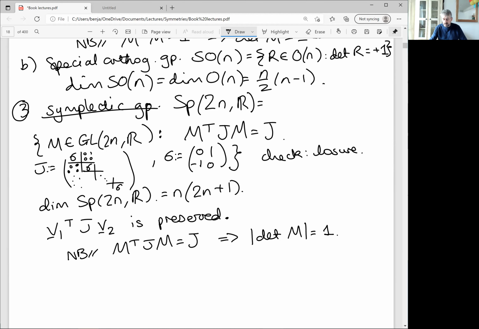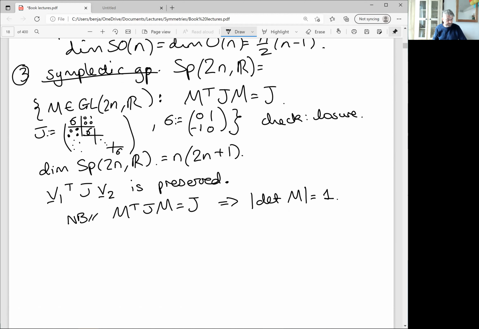Now, you can also define this for odd dimension matrices, 2n plus 1, and that's defined as we've just defined it, but with an extra row and column of zeros added on the bottom and on the right hand side. This isn't going to be so important for us today. So these are some real subgroups of the general linear group, where the general linear group is over the reals, but there are also some important subgroups where the general linear group is over the field of the complex numbers.